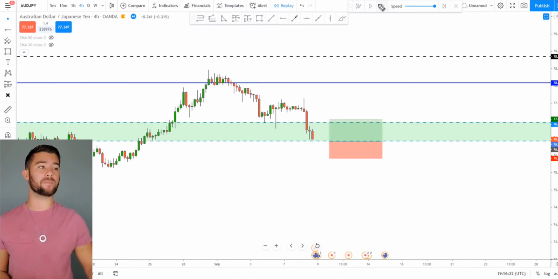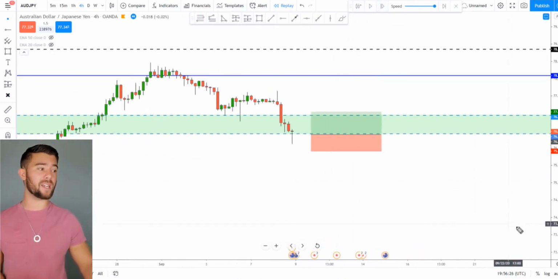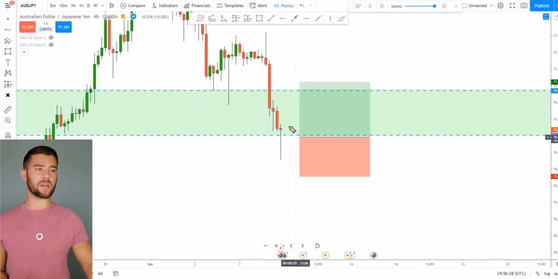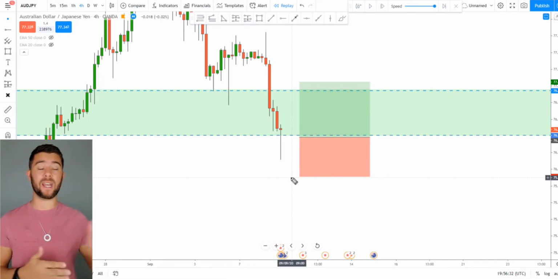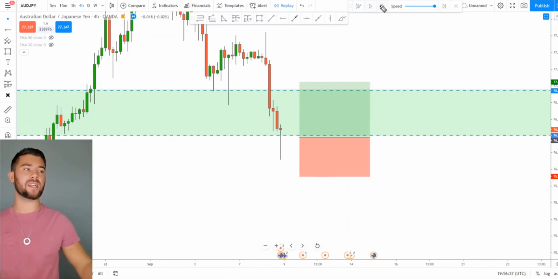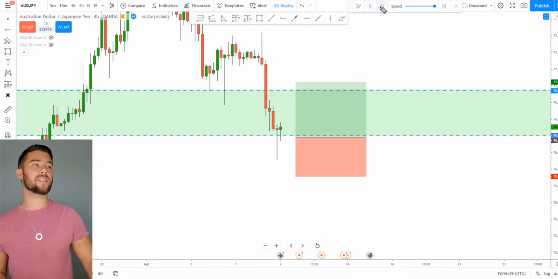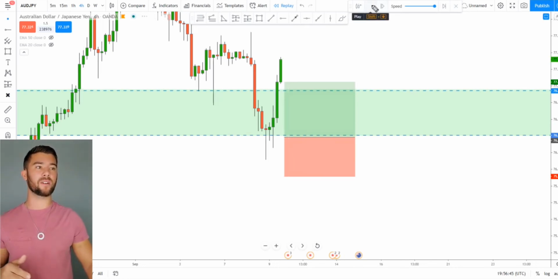So let's see what happens here. There's a little red candle, another little red candle, and there we go. We have a nice wick rejection of the bottom of our zone. That gives me a good indication that we could possibly see this market head higher, even on the daily chart, and continue that trend. I'm really interested in this trade. Ended up taking the trade right there, and this market continued higher afterwards. So with that being the case, we'll go ahead and hit play, see where this market is now.